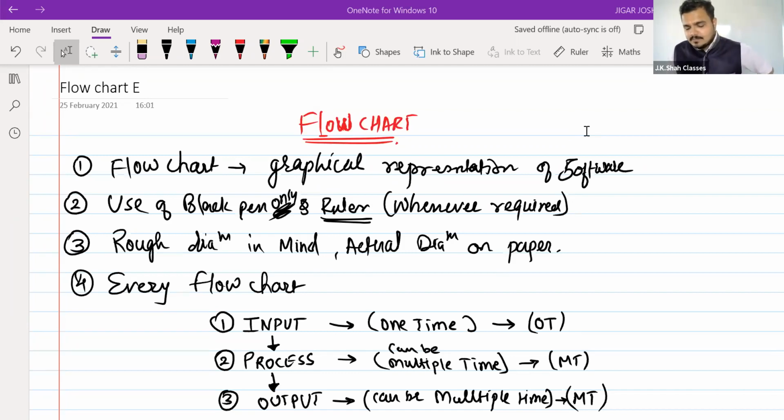Then, my dear children, for all those who are saying they were writing along with me, I hope you understood that Jigar sir got the degree of fraud examiner professional. He can easily detect fraud in a fraction of a second.